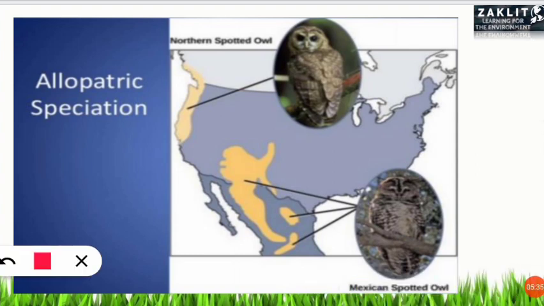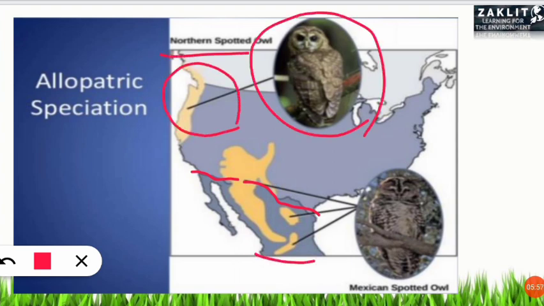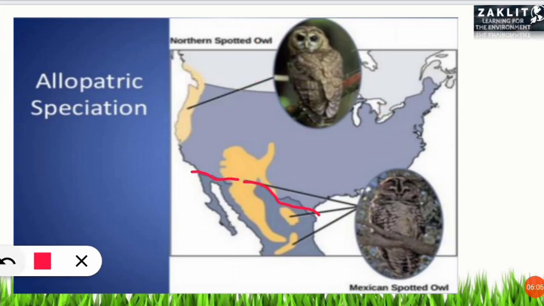So here you can see there were owls in Mexico, that was one kind of species. Then what happens is a geographical barrier took place. We don't know for what reason, mostly because geographical variation takes place due to natural reasons. So due to this, in the northern part of Mexico, northern spotted owls are found, and in the southern part of Mexico, Mexican spotted owls are found. So these are examples of allopatric speciation. Because of this geographical barrier, two different species of owl are seen in Mexico.